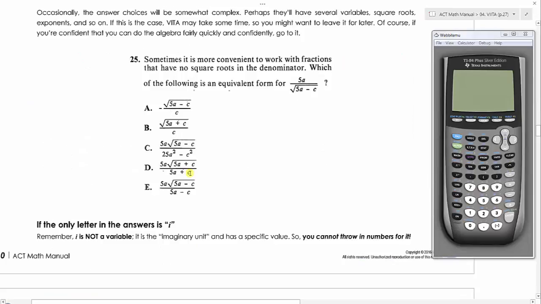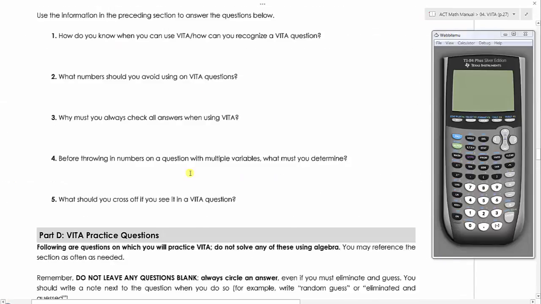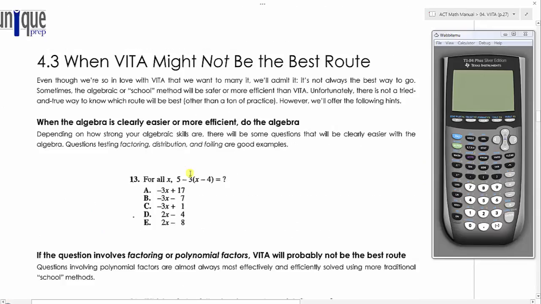Now, this is the next page. This is page 30, I believe. Yes, page 30. There are some times where VITA is not going to be the easiest or most efficient route when you have variables in your answer choices. There are going to be certain times that VITA actually won't even work on questions with variables in the answer choices. Doesn't happen very frequently, but it can happen. So we're going to go over some of those scenarios here.